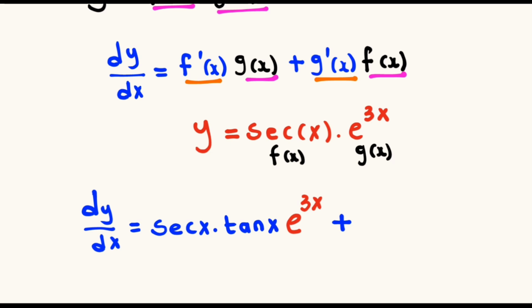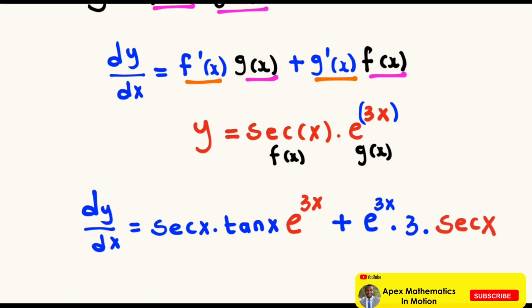plus the derivative of the g of x, the e raised to the power 3x, which is e raised to the power 3x. And by the chain rule, we also have to differentiate the 3x, and the derivative of the 3x will be equal to 3. And we multiply this by the original function, the f of x, in this case, the sec of x.